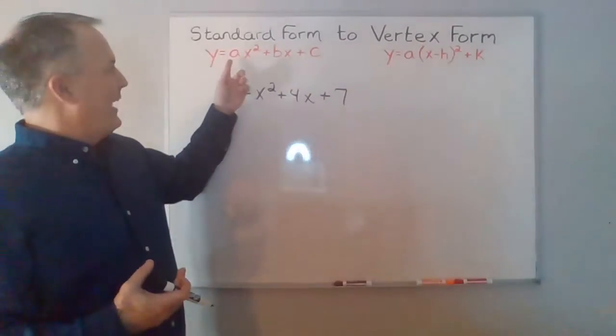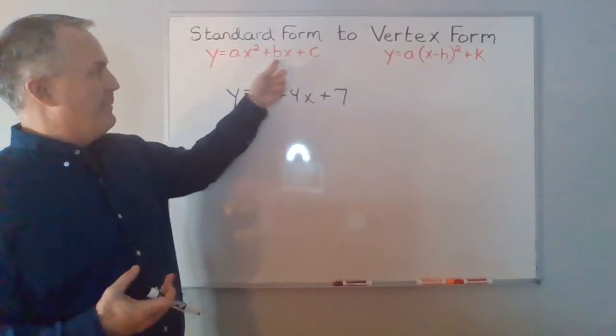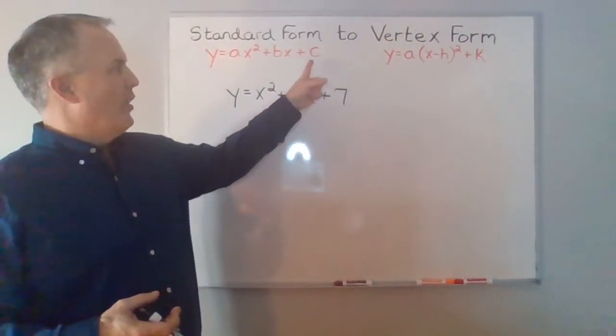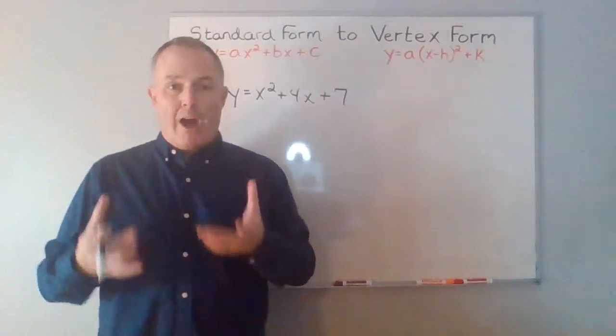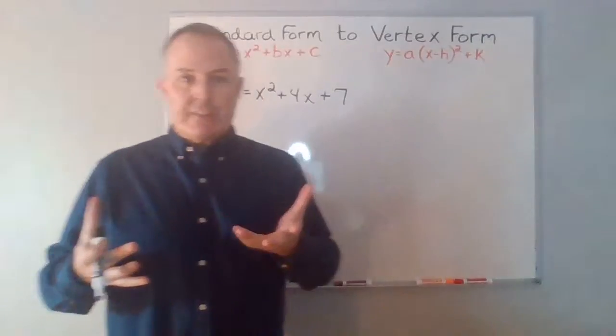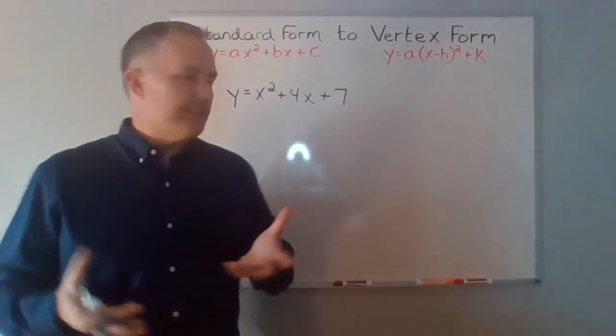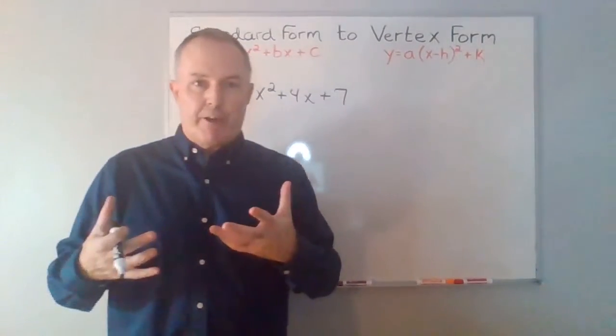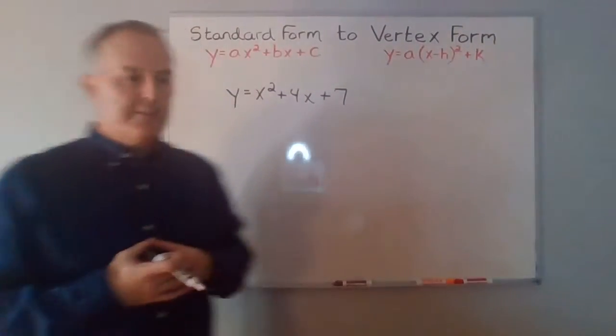The standard form allows us to know what the values of A, B, and C are in a typical equation. It also lets us know what C is, which happens to be the y-intercept in standard form. The vertex form, just like the name says, lets us know what the vertex is. In this case, it's H and K. It also allows us to graph it much easier and do transitions much easier.